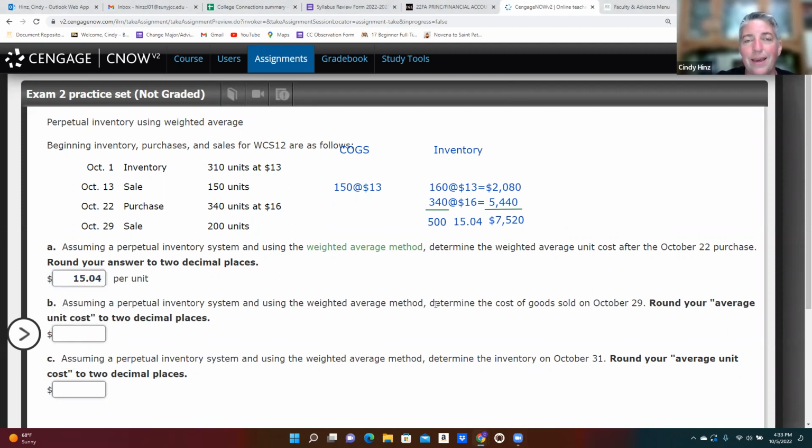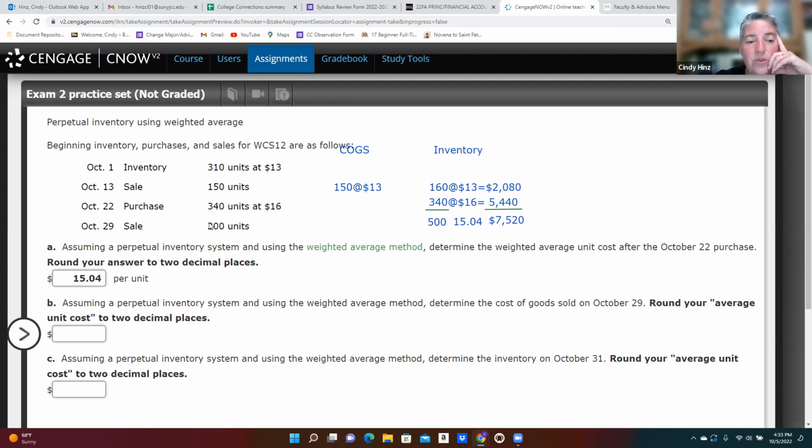So the thing that's most likely to trip people up here is wanting to average just the prices, but it's a weighted average. So we need to recognize that we had almost twice, actually more than twice as many units at $16. And so the average is going to be closer to 16 than it is to the 13.